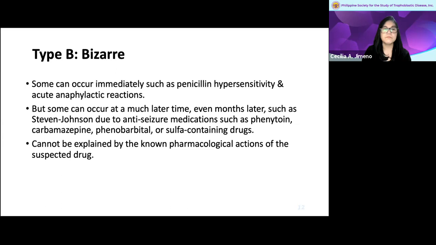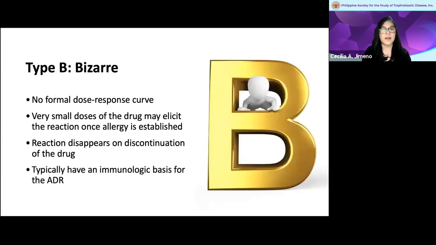And they cannot be explained, as I said, by the known pharmacologic action or the mechanism of action of the drug. This type B or bizarre ADRs have no formal dose response curve, again, because they can happen at any dose. Small doses can elicit the same reactions once the hypersensitivity has been established. But typically for most drugs, there is a dose range where the most number of bizarre adverse drug reactions happen. The reactions typically would disappear on discontinuation of the drugs. And so what is most important is to really just recognize the ADR so that the drug can be withdrawn.